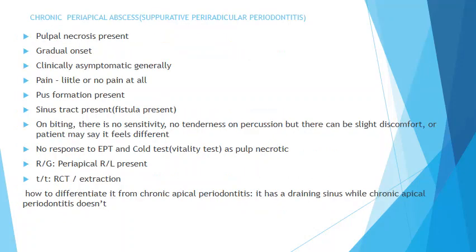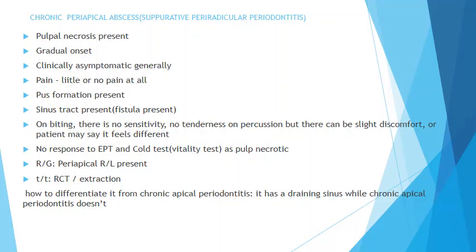Moving on to chronic periapical abscess, also known as suppurative periapical periodontitis. Suppurative means abscess, like we have some liquefaction. Now it is chronic and it is an abscess. So what will be the pulpal condition? It will be necrosis. So the pulp will be necrotic.